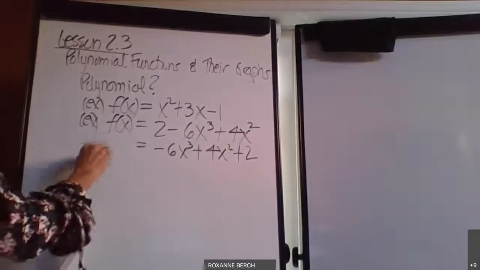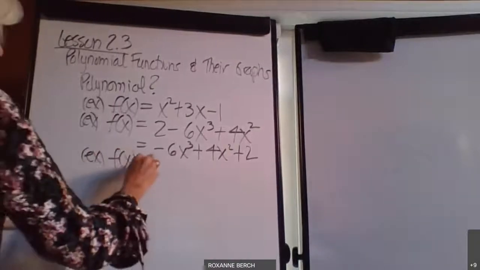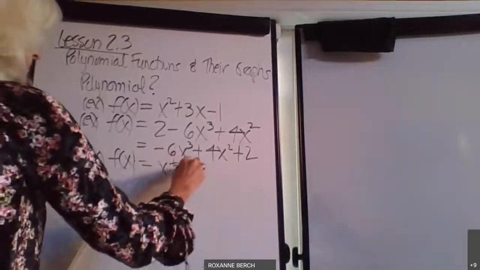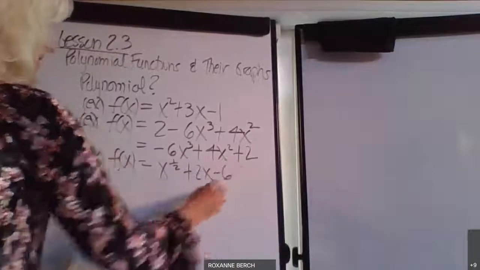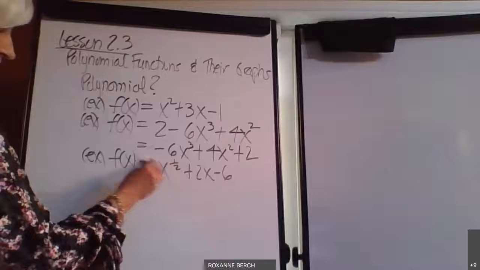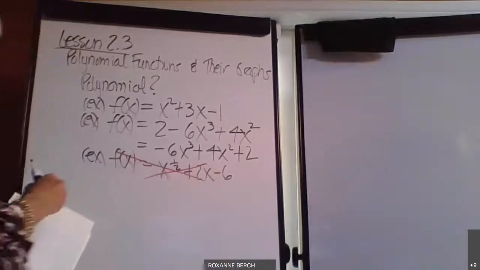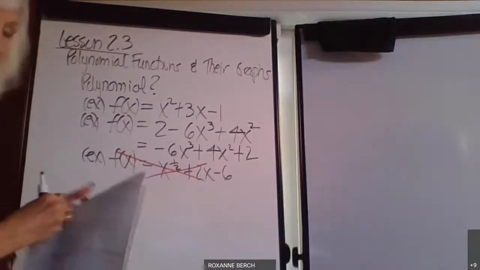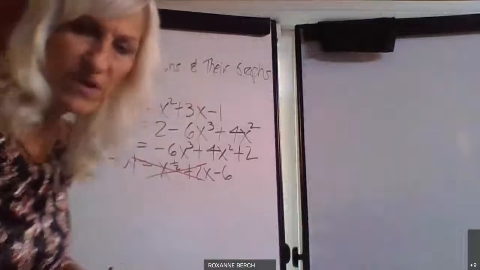So what am I talking about, the weirdness? What if you had this? That is not a polynomial, and the reason why is because of that. You cannot have fractional exponents. Now you're not looking at the numbers at all, you're just looking at the variable.